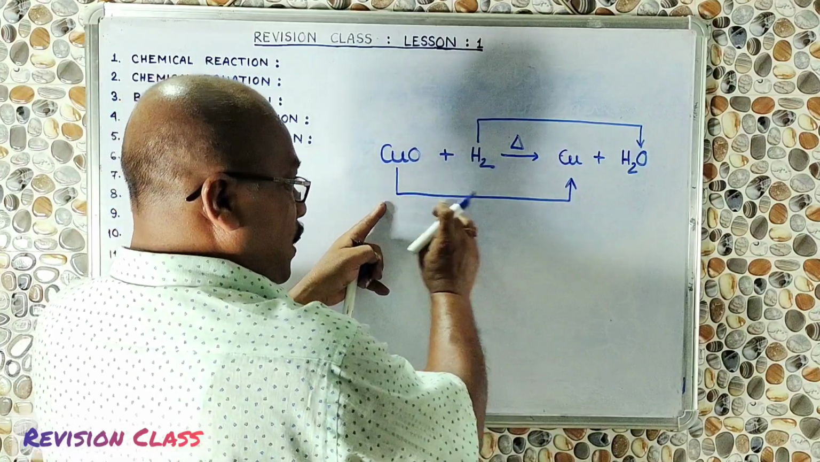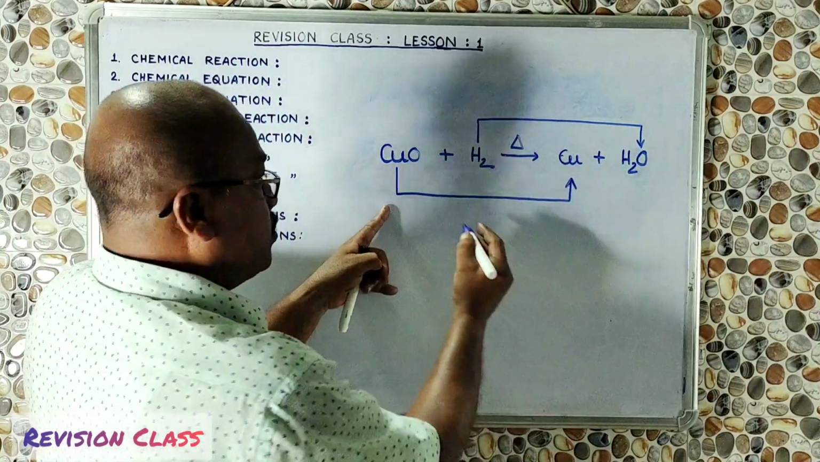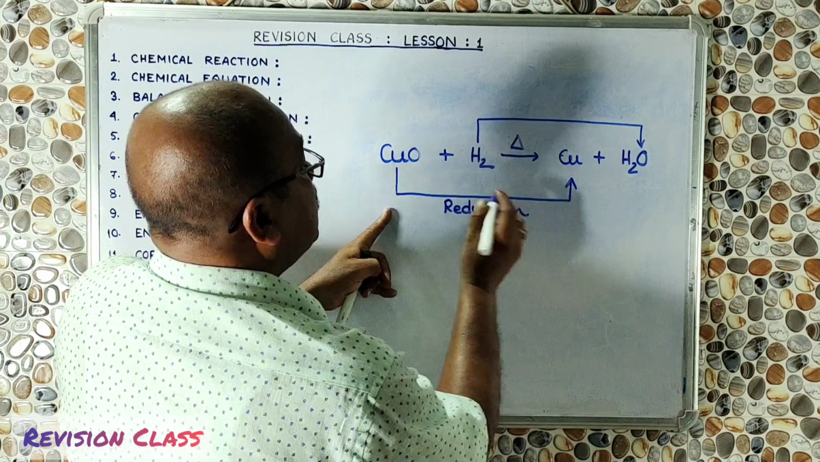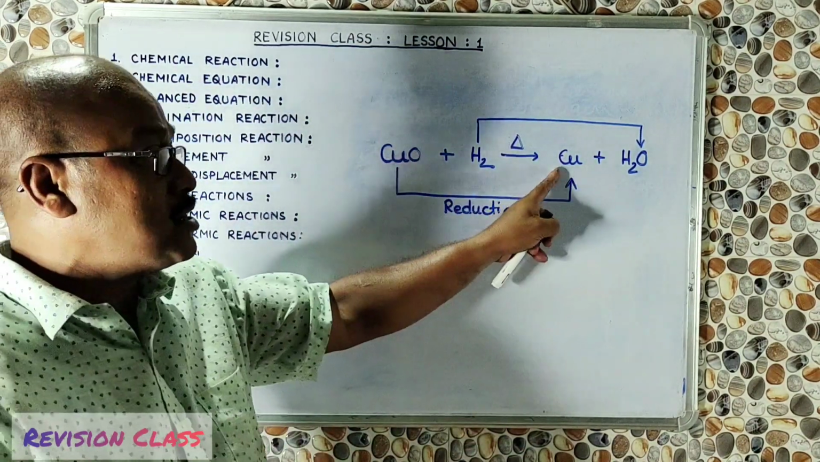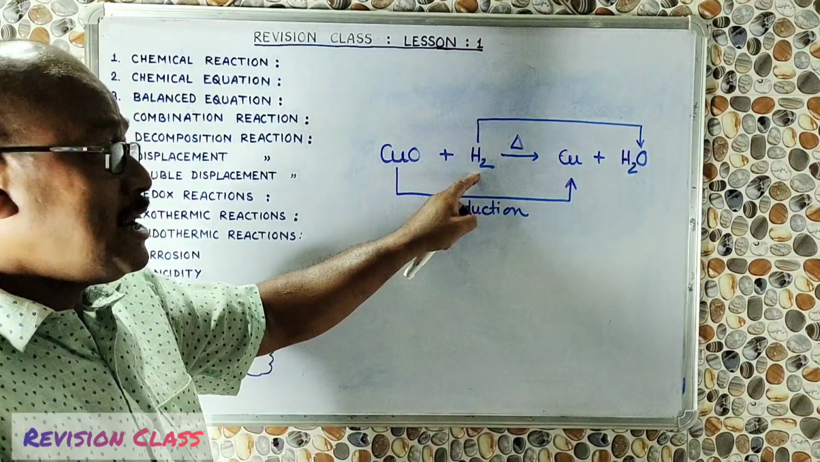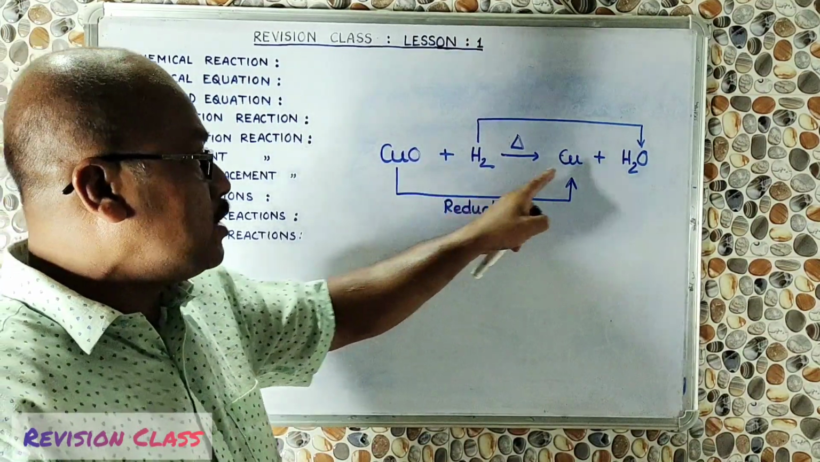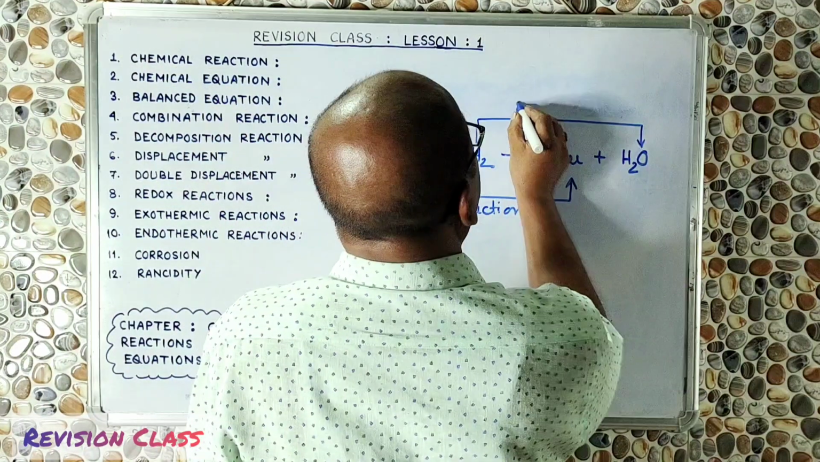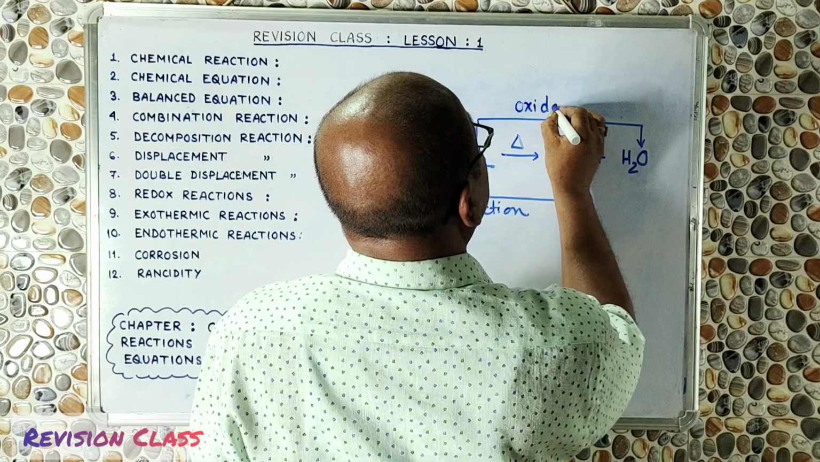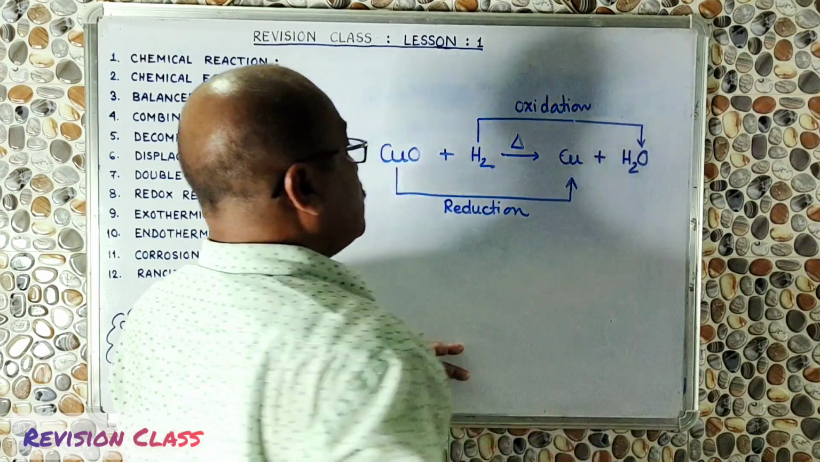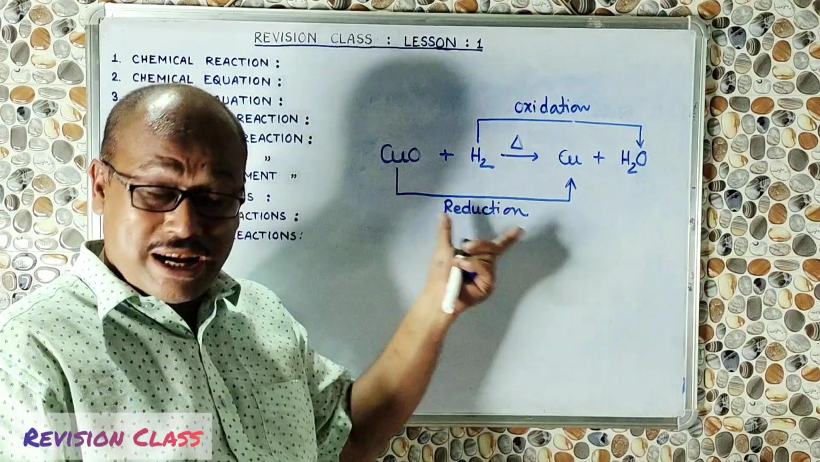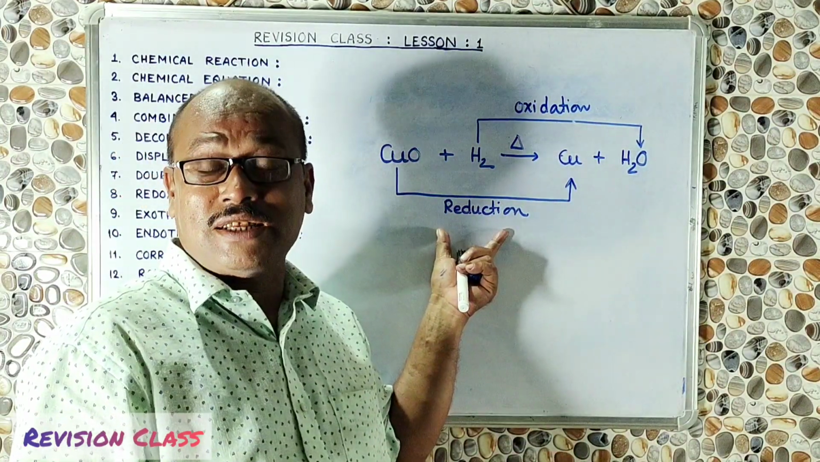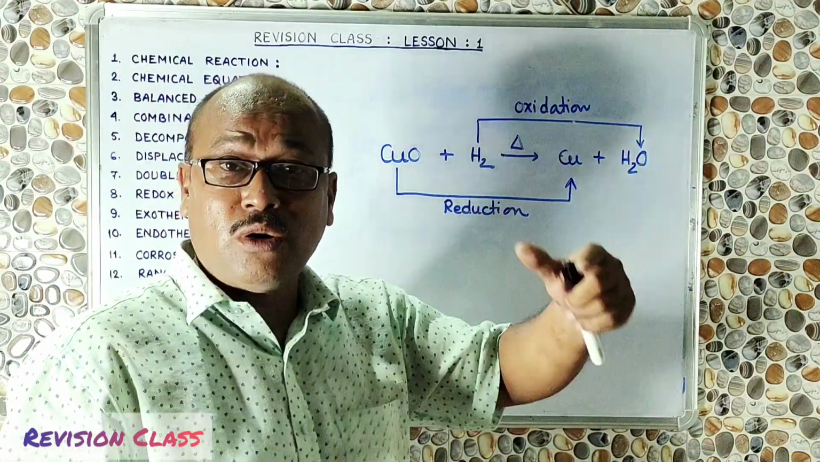Now what is happening to copper oxide? From copper oxide, oxygen is removed. So this part is called reduction. Copper oxide has undergone reduction and copper is produced. But what has happened to hydrogen? It was earlier hydrogen, but now produces water. It means to hydrogen, oxygen is added. So that part will be called oxidation. So we have seen here one chemical reaction, but in the same chemical reaction one part has undergone reduction, but the other part has undergone oxidation.